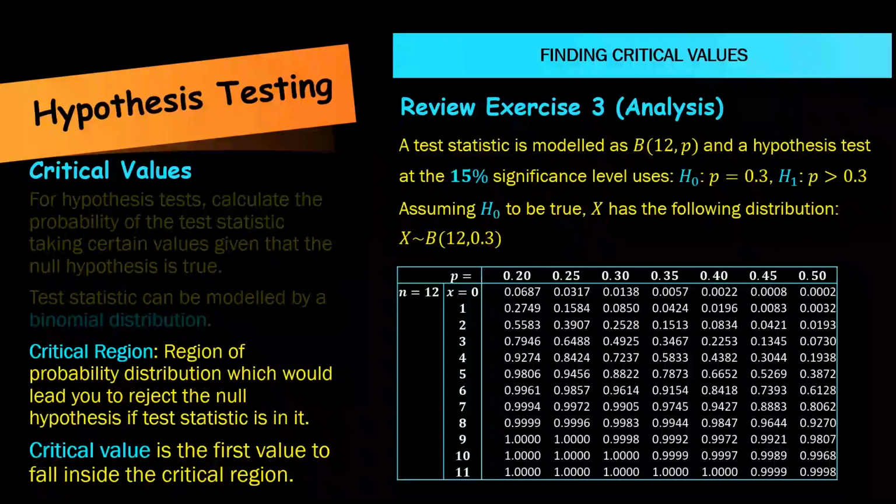So let's remind ourselves of the example. A test statistic is modelled as B(12, p), so binomially distributed with n equals 12 and probability p, and a hypothesis test at the 15% significance level uses H0, the null hypothesis, such that p equals 0.3, H1 such that p is greater than 0.3. Assuming H0 to be true, X has the following distribution. X is distributed binomially with n equals 12 and p equals 0.3. So let's now take a look at this.